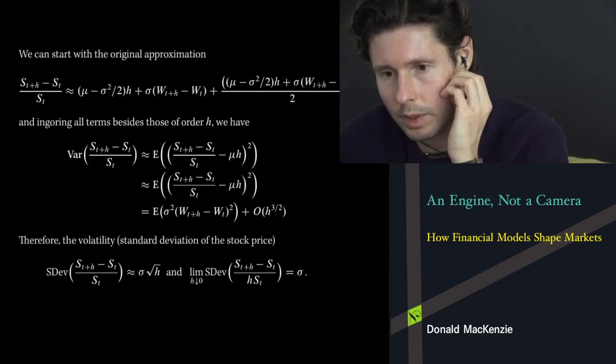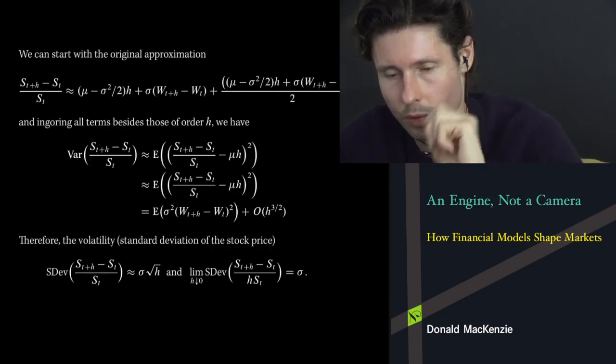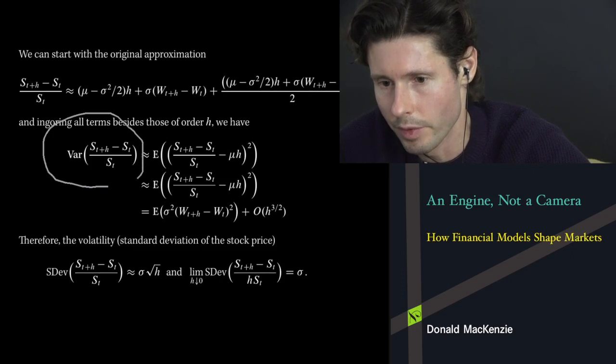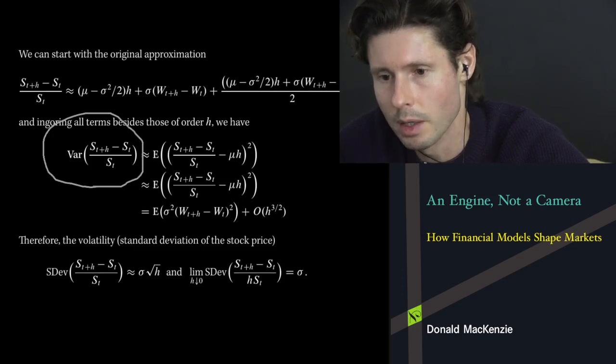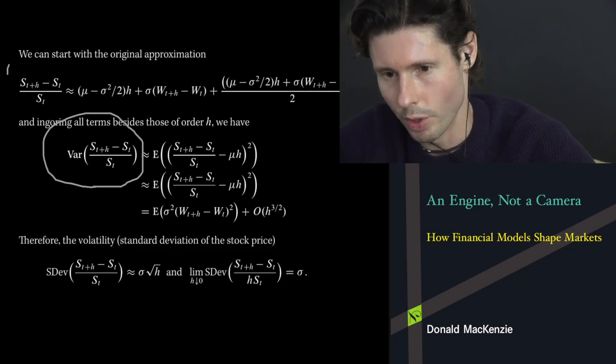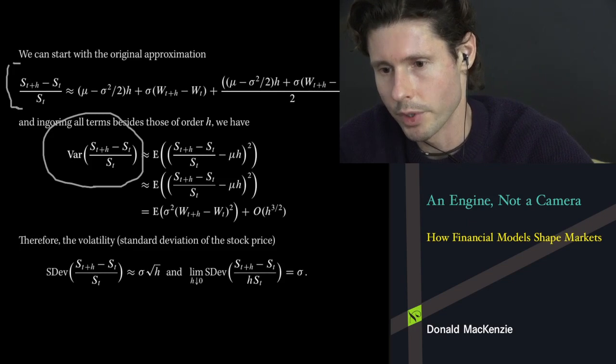And now, let's see, we can do the same thing for what would be called the volatility. The volatility would be the square root of the variance of the return. So that's what I'm trying to compute here. And you can do this with the same Taylor expansion approach that we used before. So this is my Taylor expansion up to second order.